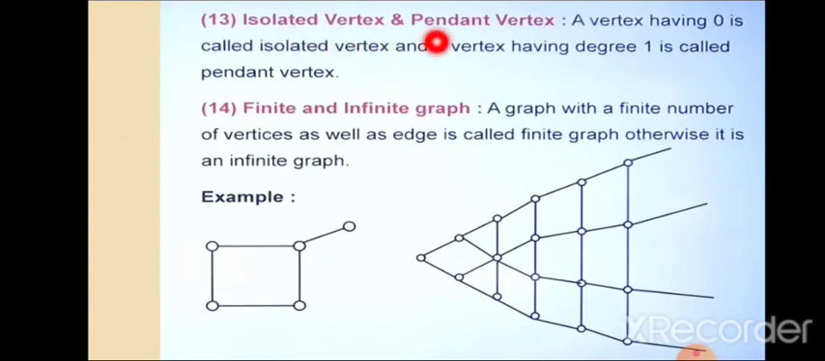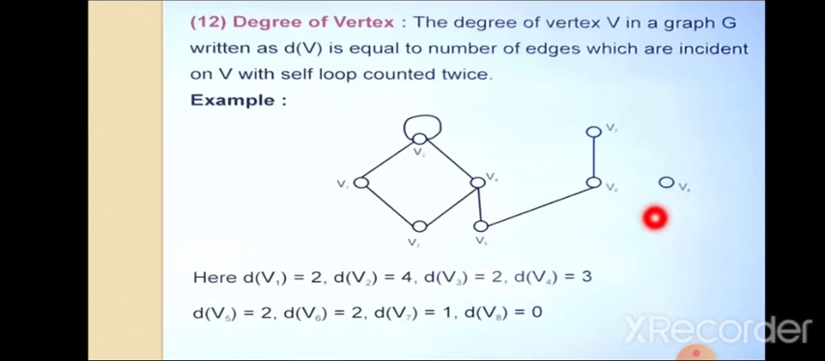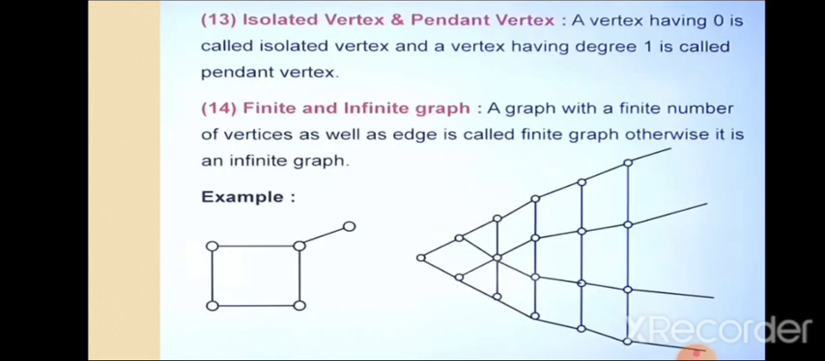Isolated vertex and pendant vertex. A vertex having degree 0 is called isolated vertex, and a vertex having degree 1 is called pendant vertex. Like in the last example, V8 was isolated vertex, and V7 is pendant vertex as it is connected to only one edge. Next is finite and infinite graph. A graph with a finite number of vertices as well as edges is called a finite graph, otherwise it is an infinite graph. Here this is a finite graph and this is an infinite graph, and it continues till infinity.